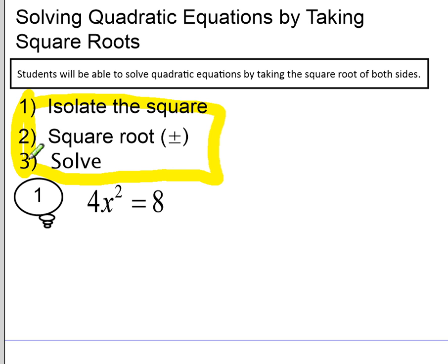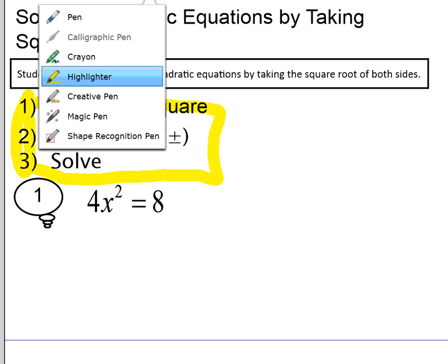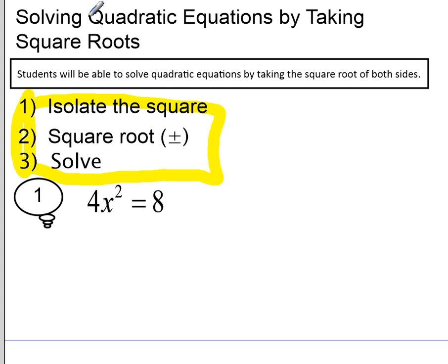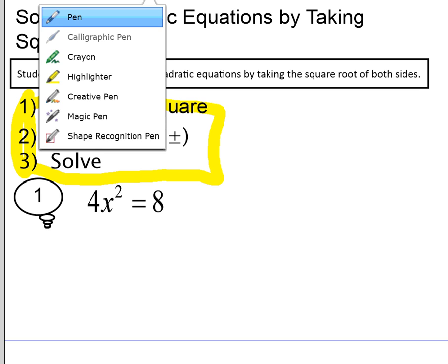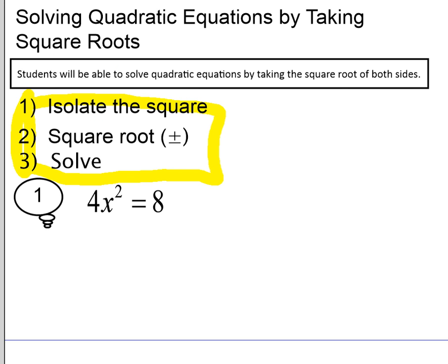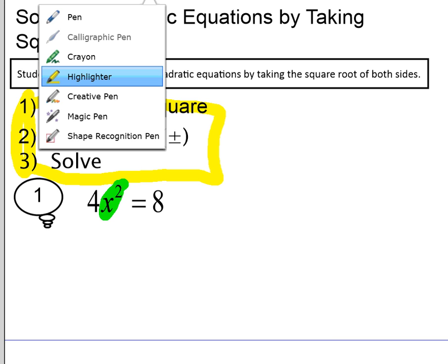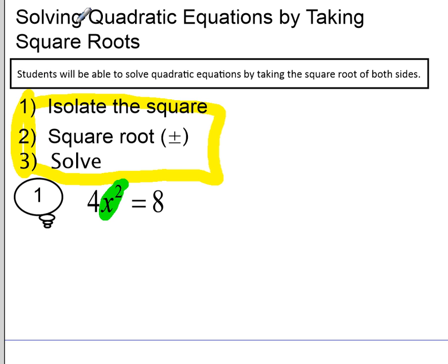Okay, so here's my problem number 1. Isolate the square. First of all, what you would want to know is, what is the square? What am I trying to isolate? I'm trying to isolate whatever is being raised to the power of 2. So x squared in this case is what I want to isolate. So I'm going to divide both sides by 4 to get the x squared term by itself. So I've got x squared equals 2.